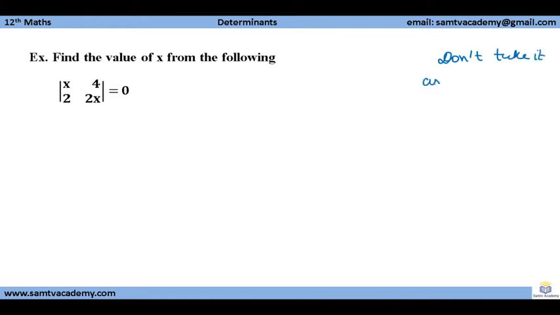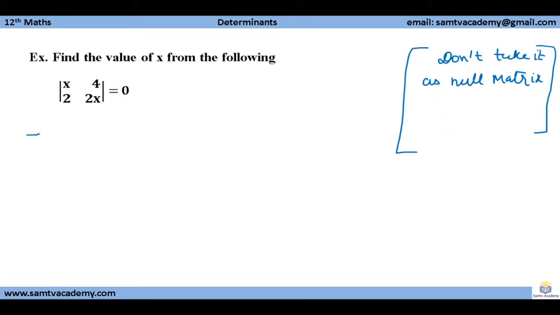null matrix and solve, because in matrix we have seen that the left hand side is equated with the right hand side, and if 0 is there, then we will take it as a null matrix and then we will equate the corresponding elements with 0. So here you don't get confused with a null matrix, you have to directly solve this.